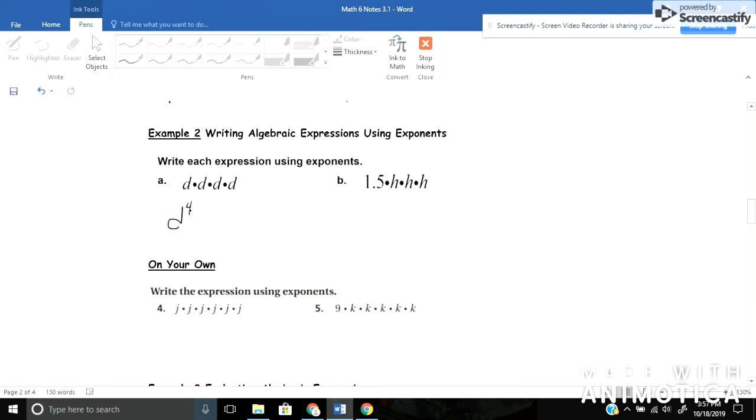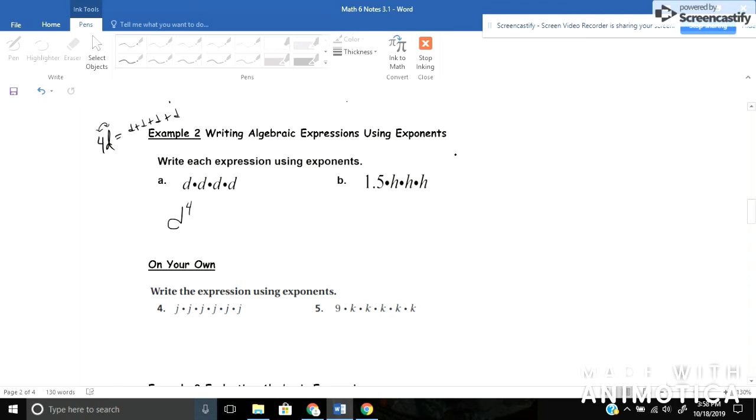Sometimes students can get tricked on accidentally saying, "Oh yeah, there's 4 d's here. That's 4d." No, remember that this would imply multiplication, and multiplication is repeated addition. So this would be d plus d plus d plus d, different than times d. So try to make sure you're paying close attention to whether it's repeated addition or repeated multiplication.